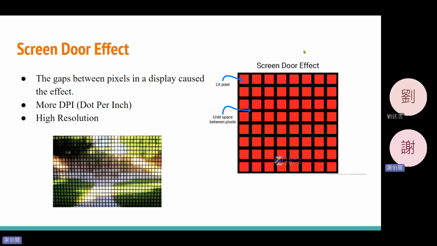So now I want to introduce the screen door effect. It is caused by the gap between pixels in a display. It makes you see an image through a window. So how to reduce this effect? You need more DPI, and more DPI leads to higher resolution.